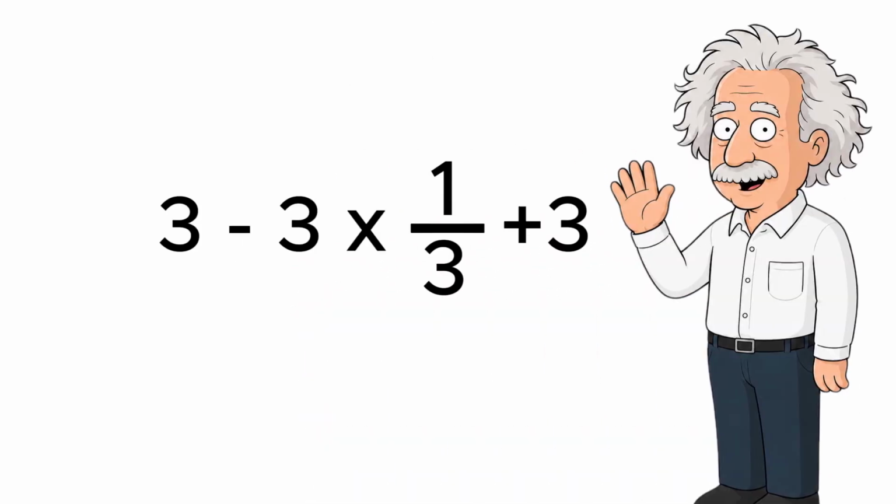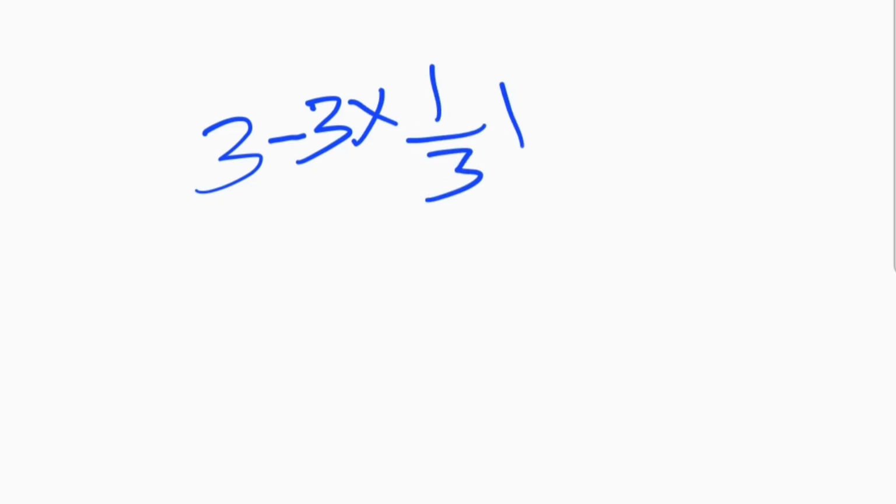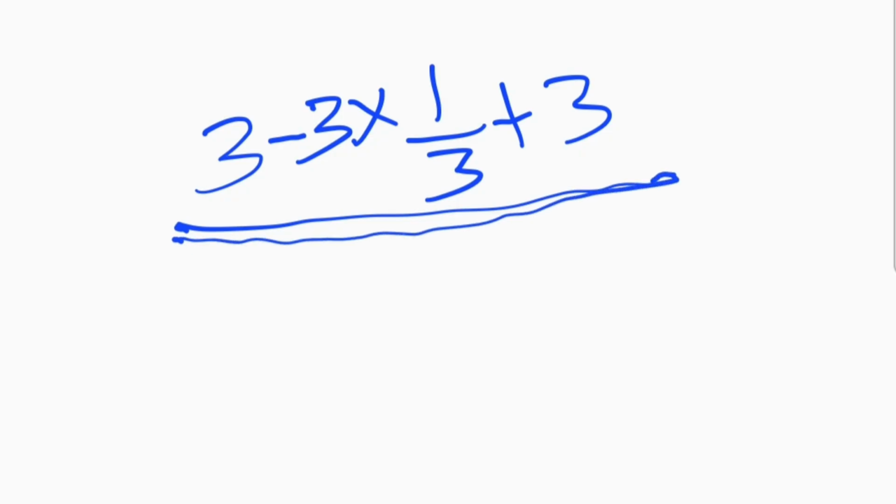Today we have this problem. The problem says 3 minus 3 times 1 over 3 plus 3. This is actually basic math and basic arithmetic, but most people fail to solve it because of not knowing one simple rule, and I am going to explain that to you in just 4 minutes.